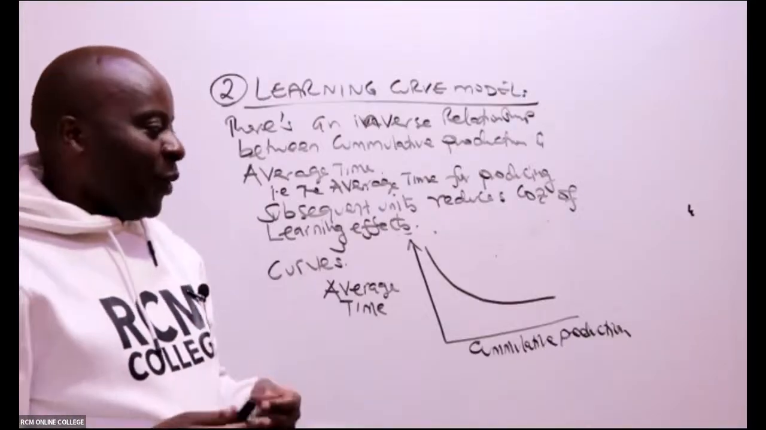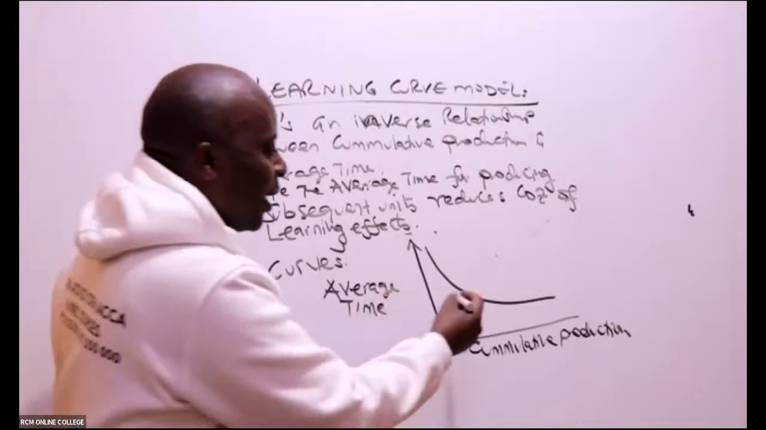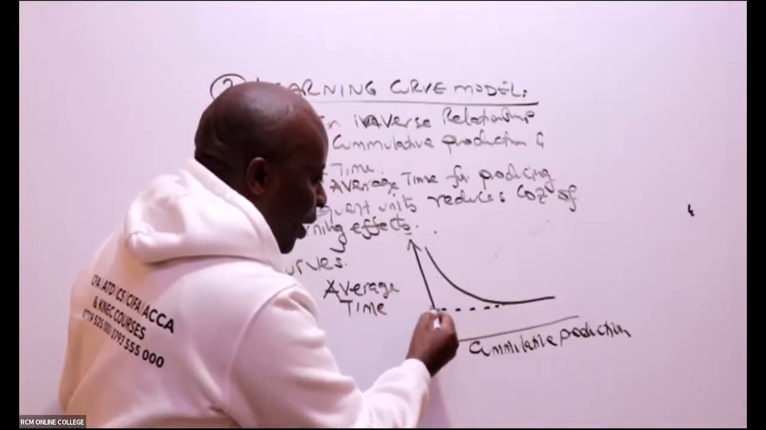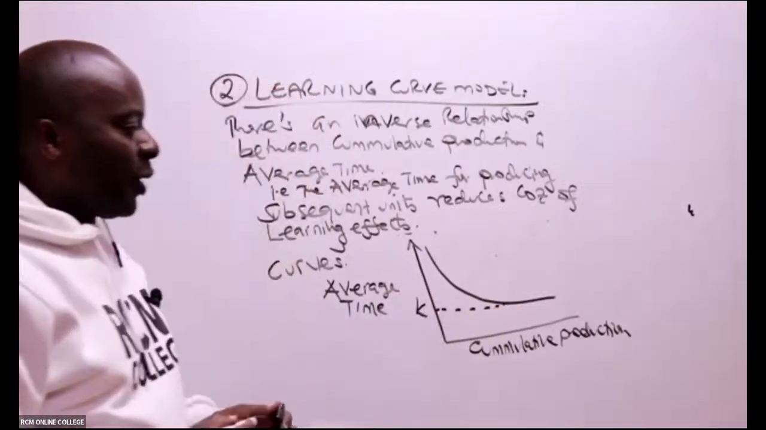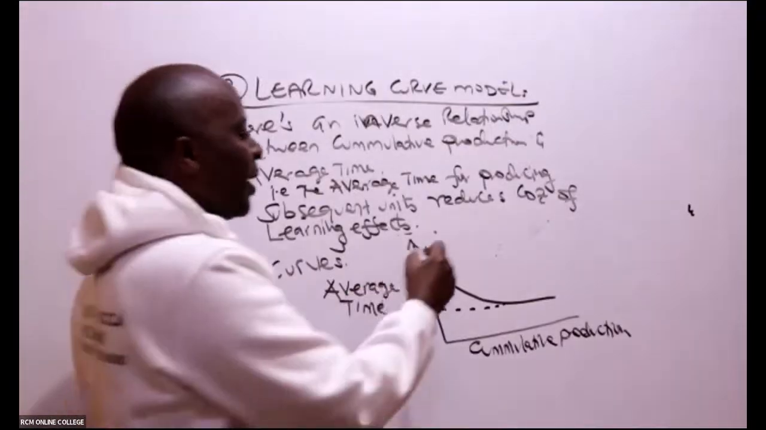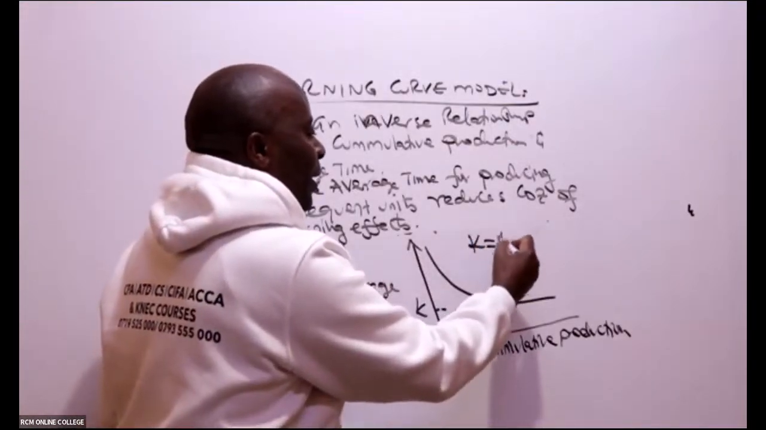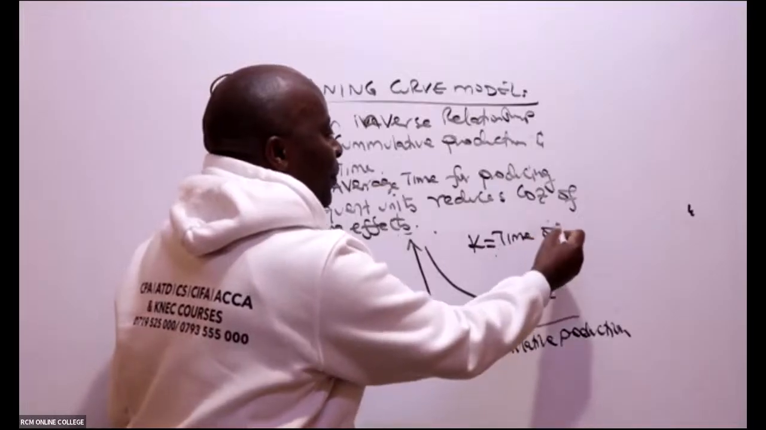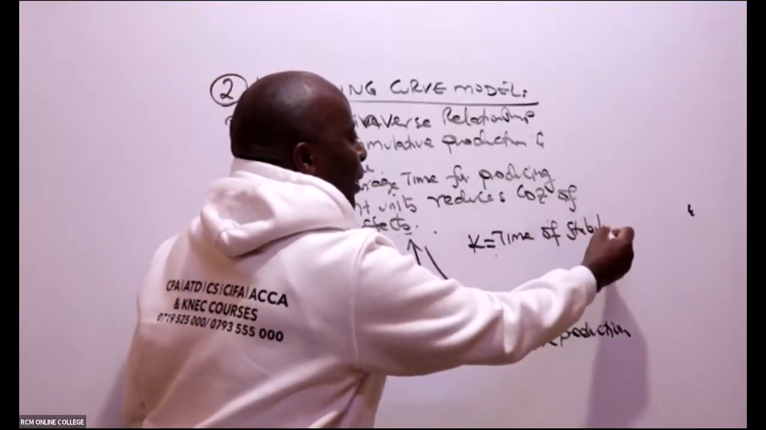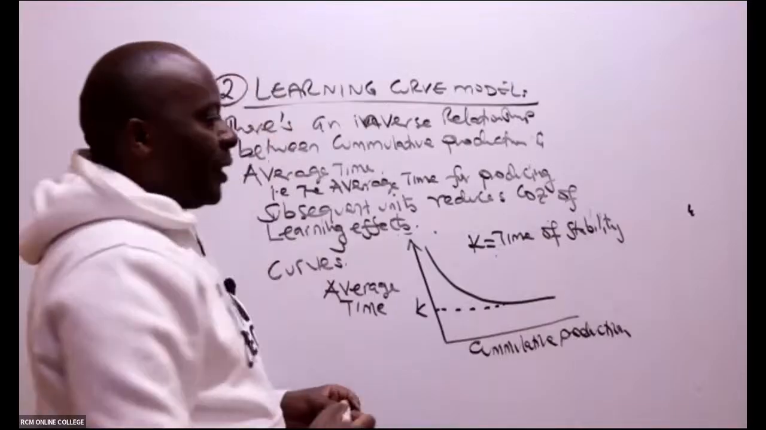But now let me ask you a question. Look at this, and I would want you to show it on the graph. K is the time of stability.